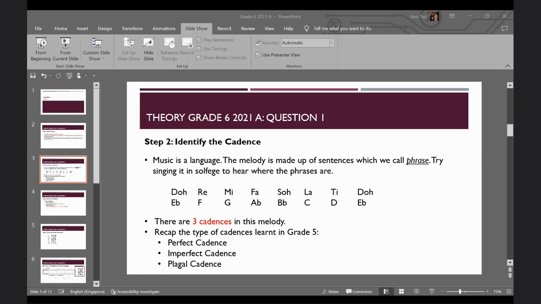So this is in E flat major. E flat will be your do. So try singing out your scale in this way. Do, re, mi, fa, sol, la, ti, do. At your comfort range. And we can start singing to the melody.